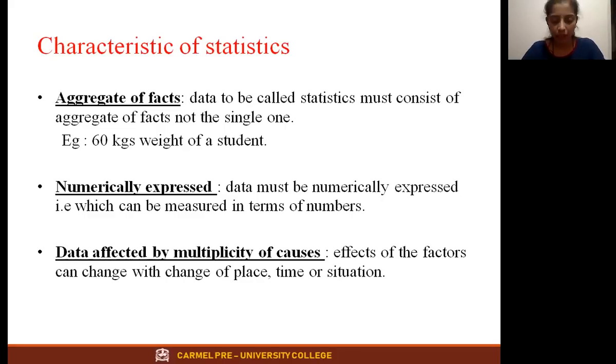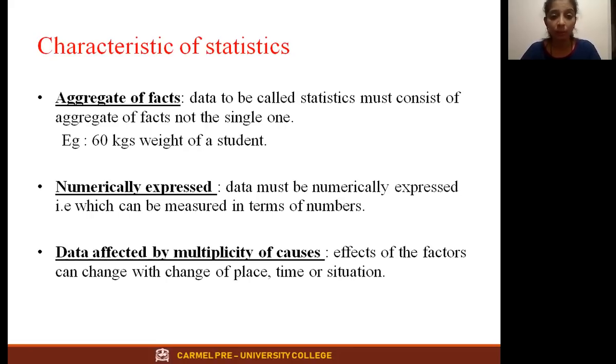Okay, the next one is numerically expressed. Statistics should be numerically expressed. Data, to be called statistics, should be numerically expressed, which can be measured in terms of numbers. You can ask why qualitative data cannot be recorded. We have two types of data: one is qualitative, another is quantitative. Quantitative means which can be measured in terms of numbers and quantities, probably in kgs, in rupees, in liters, and so on.